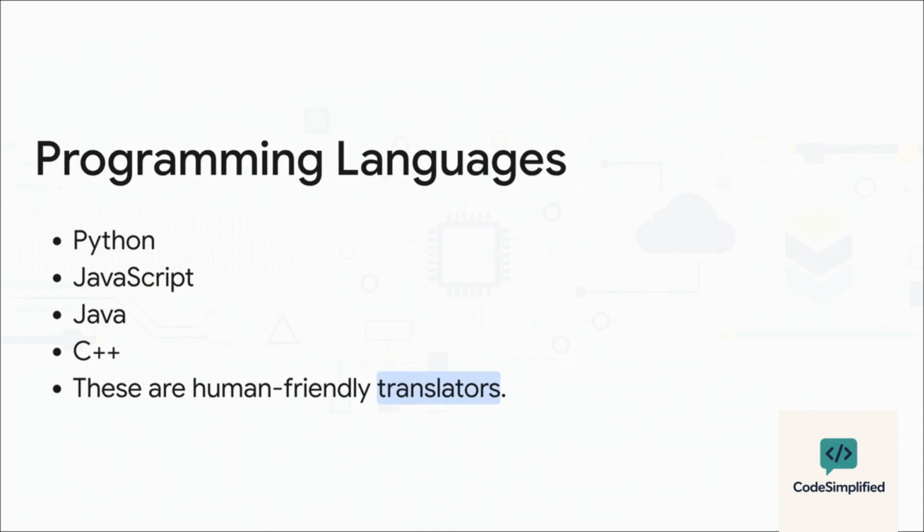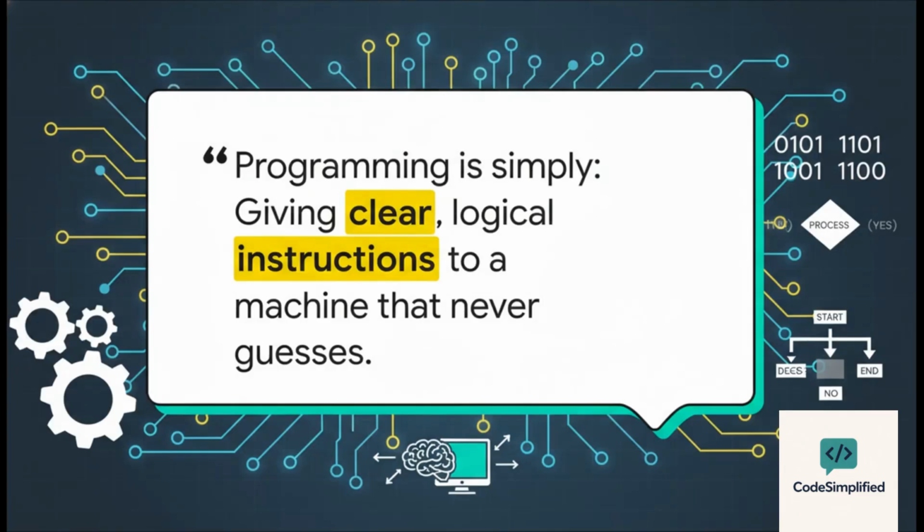And that is where programming languages come in. A language like Python or JavaScript or Java, they're just human-friendly translators. You write instructions in a way that makes logical sense to you, and the language does the hard work of translating all of that into the zeros and ones the machine can actually understand and execute. So if we had to define programming in one sentence, it's this. It's giving clear, logical instructions to a machine that never, ever guesses. That's the part you gotta remember.